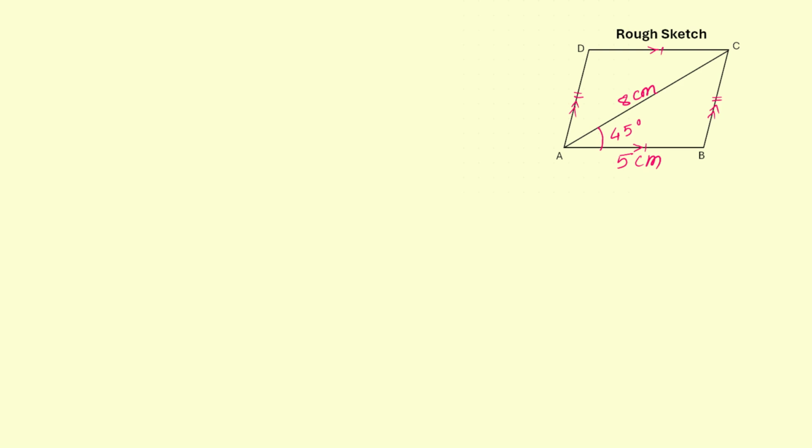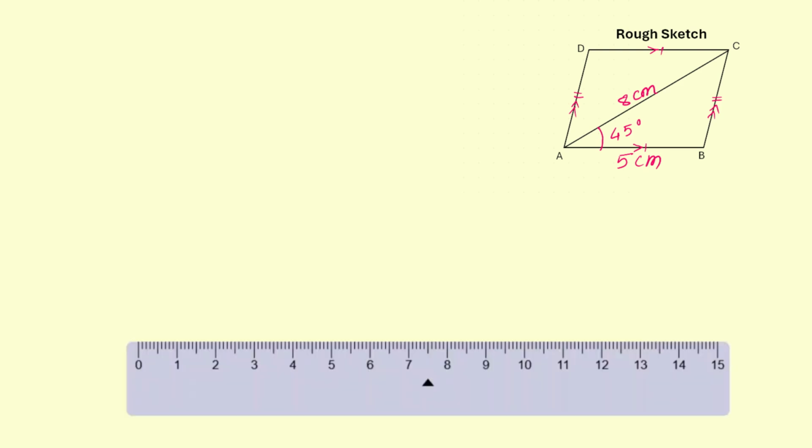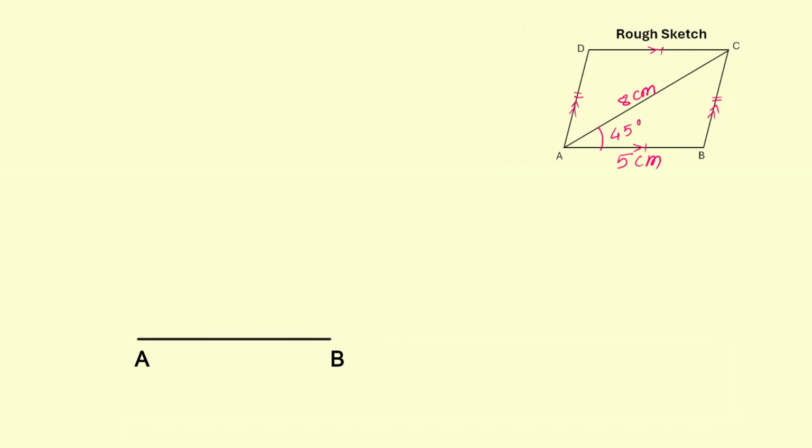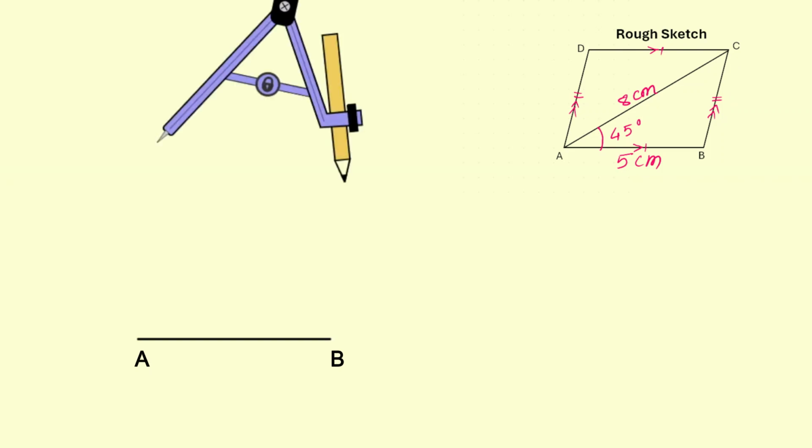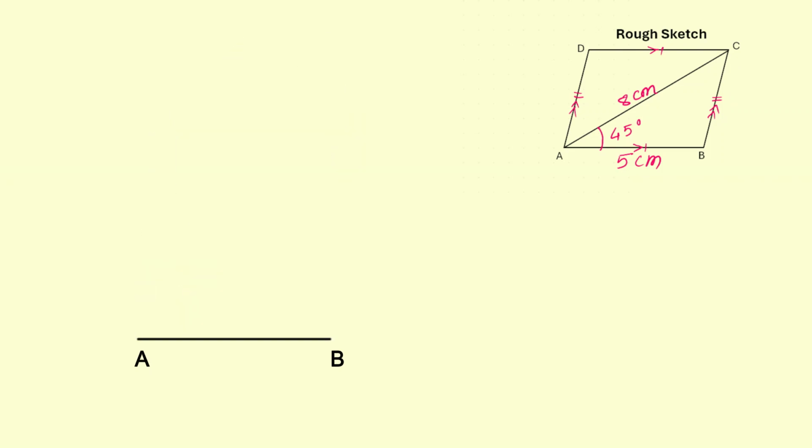Children, let's construct a parallelogram again under different condition. In this condition, we are given only one side, one diagonal, and angle between them. In this case as well, I'll be following the rough sketch as my guide. First, I'll construct line segment AB, which is 5 centimeter in length. This is line segment AB. You know, the angle at point A made by the diagonal is 45 degree. I believe you all can construct an angle 45 degree. If not, please construct with me.